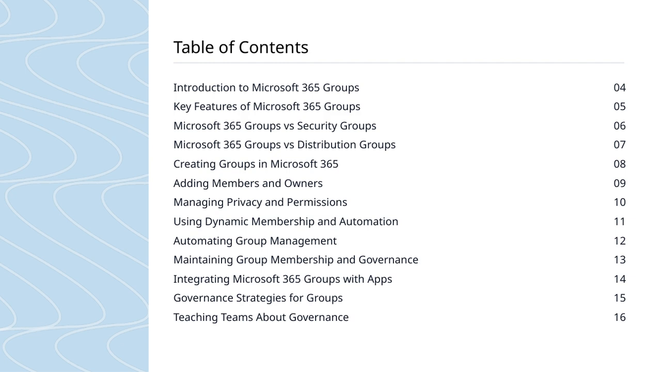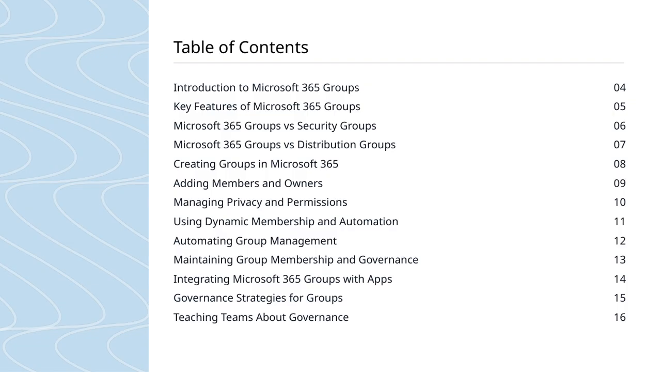We'll also walk through the process of creating groups in Microsoft 365 and adding members and owners to manage access effectively. Managing privacy and permissions is crucial, so we'll cover how to control who can see and participate in your groups. We'll explore dynamic membership and automation features that help streamline group management, especially as your organization grows. Additionally, we'll discuss automating group management tasks to save time and reduce errors.